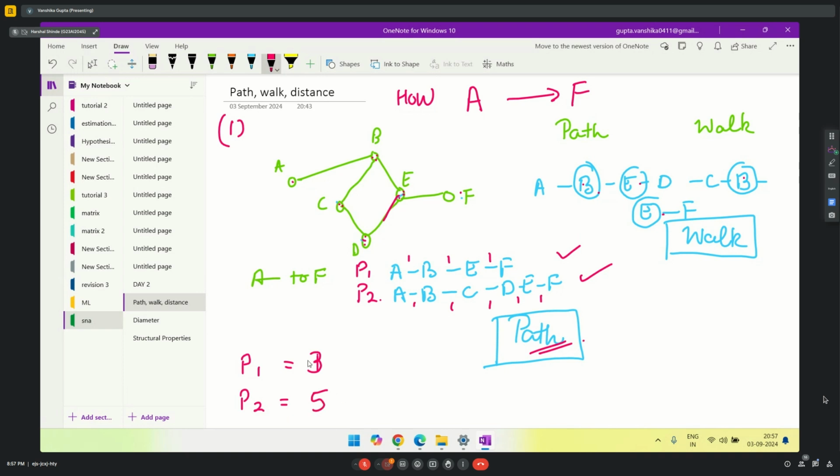So this is how you calculate the distance. I hope this is pretty much clear. This is distance.